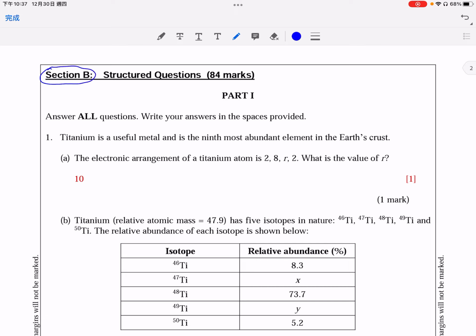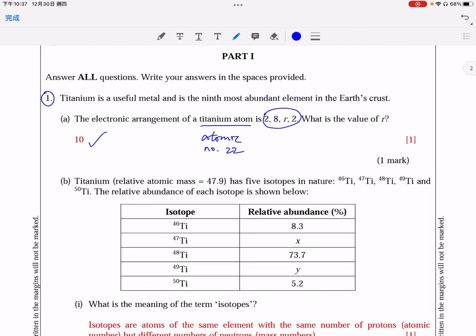So let's start. Question number 1. First of all, you need to check the atomic number of titanium from the periodic table. And then you find the 22. And then you do the subtraction. You get the answer to be 10.